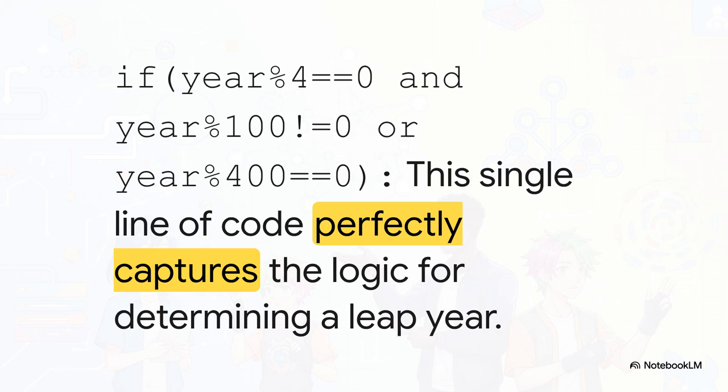Now, let's just look at that if statement for a second. That little percent sign, %, is something we call the modulo operator. It just gives you the remainder after a division. So year % 4 == 0 is just a fancy way of asking, is the year perfectly divisible by 4? The code checks two big conditions. First, is the year divisible by 4 and not divisible by 100, or is it divisible by 400? If either one of those things is true, we've got a leap year. See, it's just pure, simple logic.